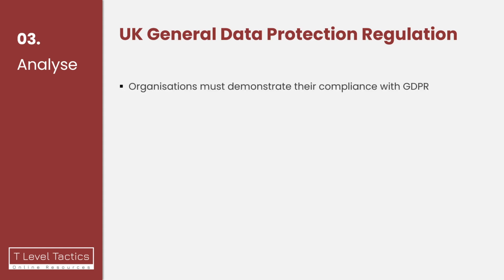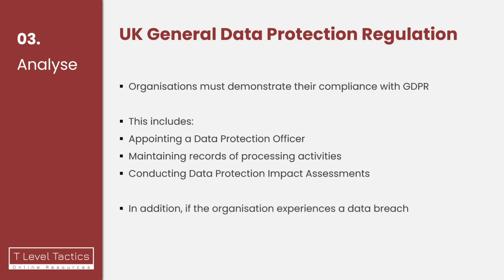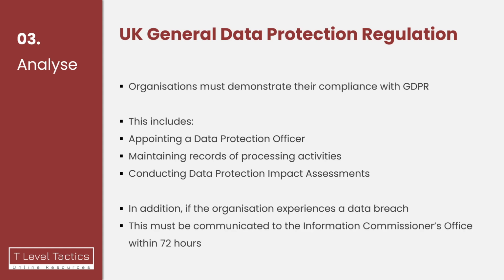Organizations must demonstrate their compliance with GDPR, and that includes things like appointing a data protection officer, maintaining records of processing activities, and conducting data protection impact assessments. In addition, if the organization experiences a data breach, they must inform the Information Commissioner's Office within 72 hours, and any affected individuals must also be notified. So if an organization has a data breach and your data was a part of that, that organization must notify you as soon as possible.